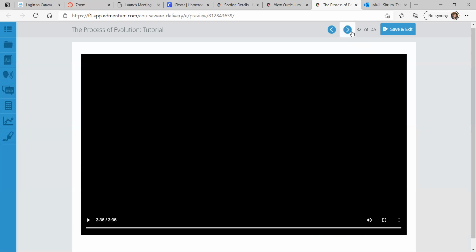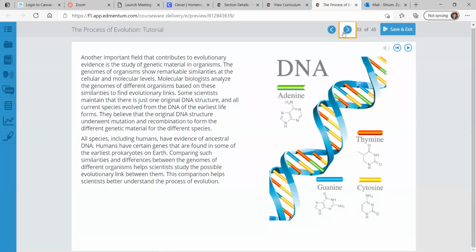Okay. So humans had tails. That's always a fun fact to tell people.